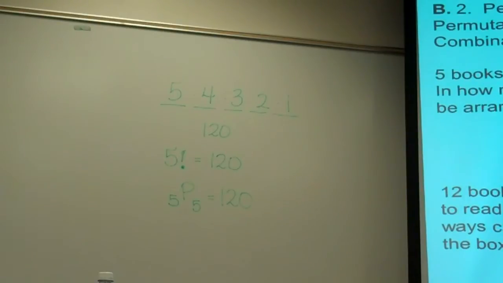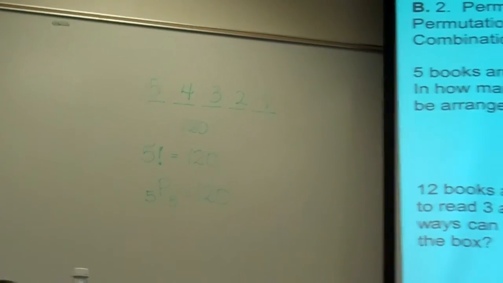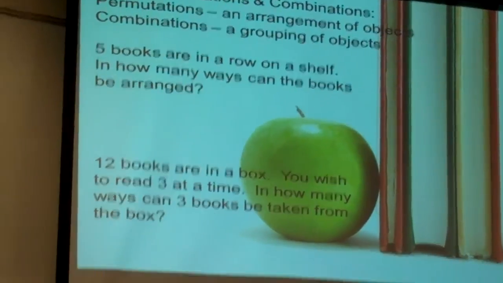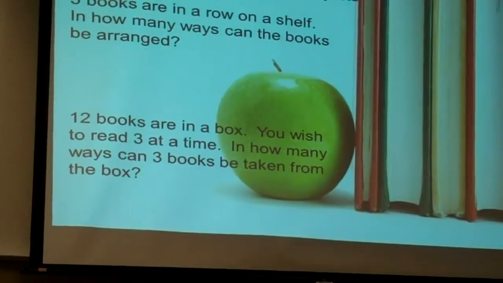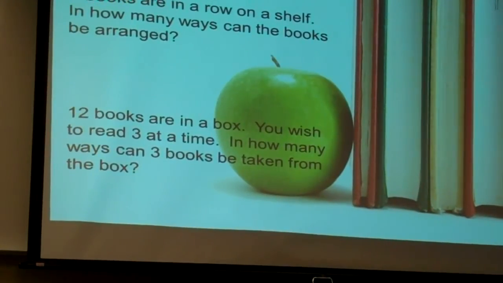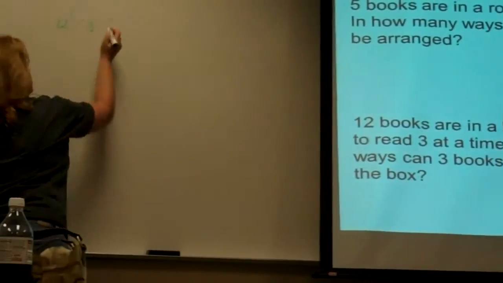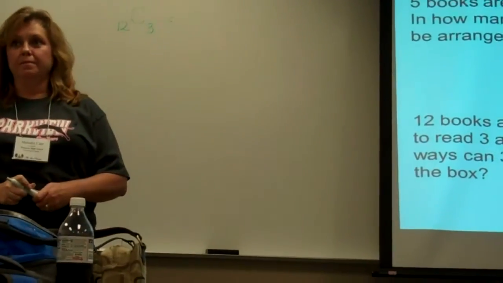12 books are in a box. You wish to read 3 at a time. In how many ways can 3 books be taken from the box? Does order matter? No. So that gives you a hint that it's a combination. Has anybody got a calculator? No. Oh my gosh, I didn't know we were required. It's okay. But since this is a combination, that's how we type it in our calculator.